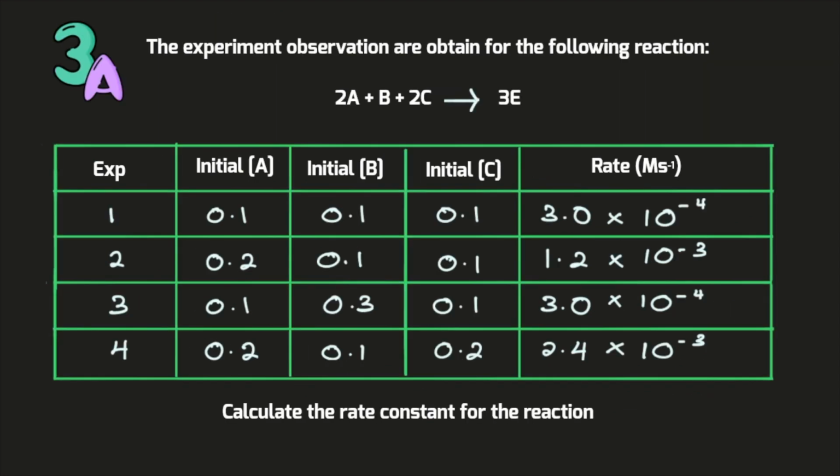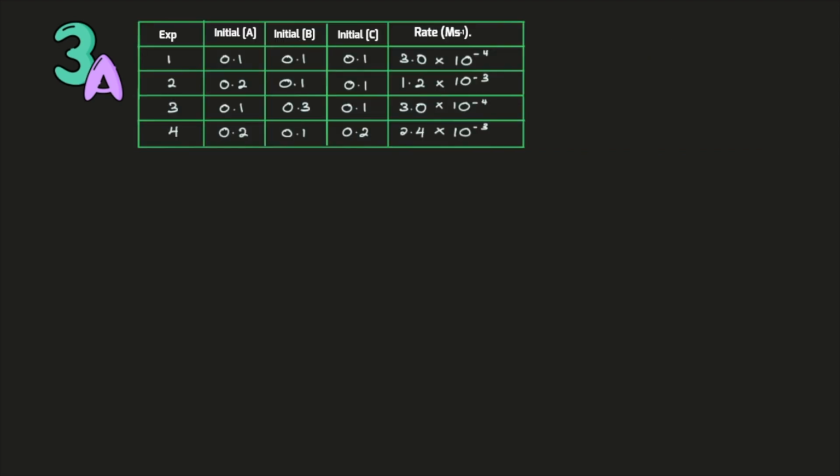Moving on to question 3a, the experiment observations are obtained for the following reaction. Calculate the rate constant for this reaction. Alright, the first thing that we need to do is write the rate law. So rate is equivalent to concentration of A to the power of X, concentration of B to the power of Y, concentration of C to the power of Z. Now we need to find the values of X, Y, and Z.